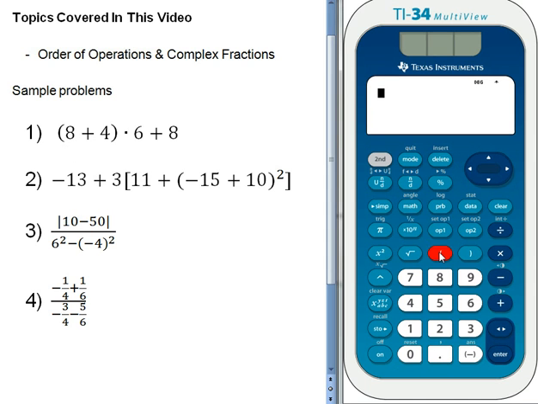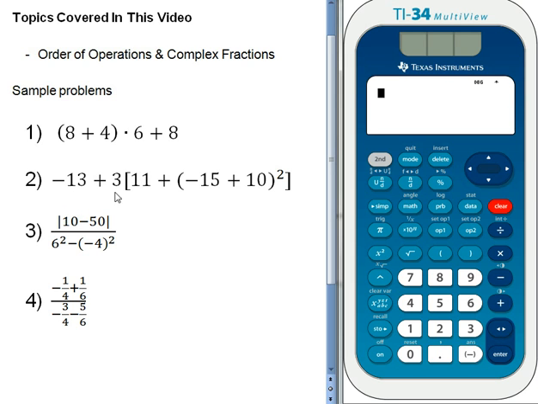So the first thing that we need to do is put in a parenthesis. And then it's 8 plus 4. And then we close the parentheses. Then times 6 and plus 8. And then hit enter. And it'll tell us that the answer is 80. Most of the time if you're in a college course, your instructor is going to expect to see your work, but this is a great way to check your answer.